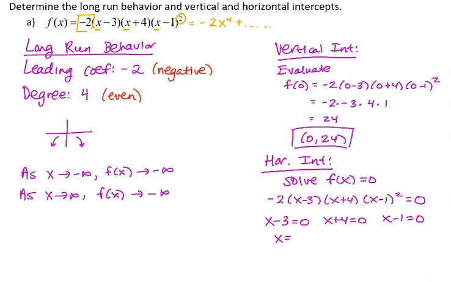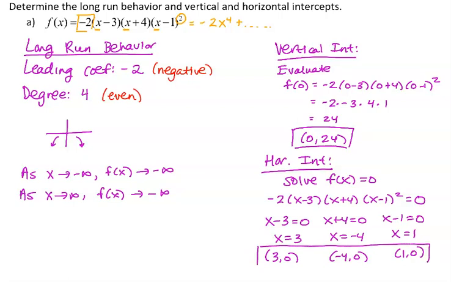So adding 3, we get x equals 3. Subtracting 4, we get x equals negative 4, and x equals 1. These three x values are also called the zeros or the roots of the function when we describe just the x value. Here we're interested in the intercept, so we'll use those zeros and write our intercepts. So the points (3, 0), (negative 4, 0), and (1, 0). So this graph has 3 places where it will either touch or cross the horizontal x-axis, at the points (3, 0), (negative 4, 0), and (1, 0).